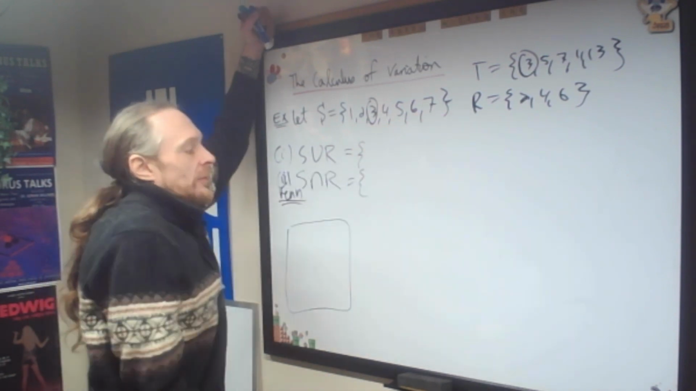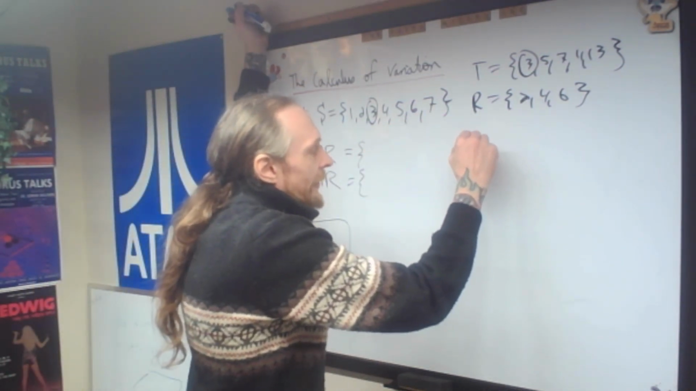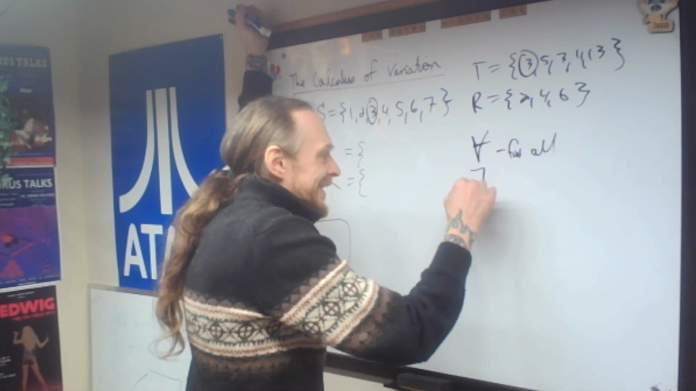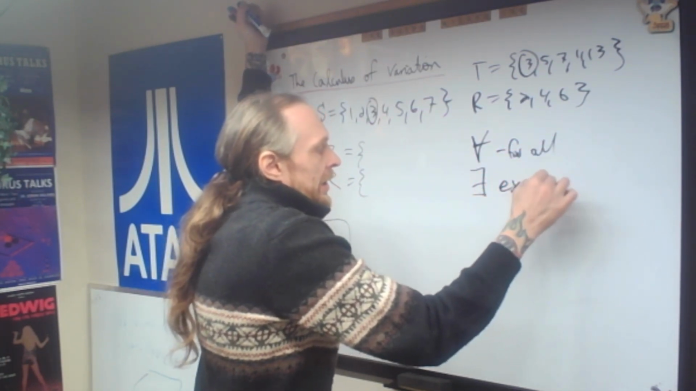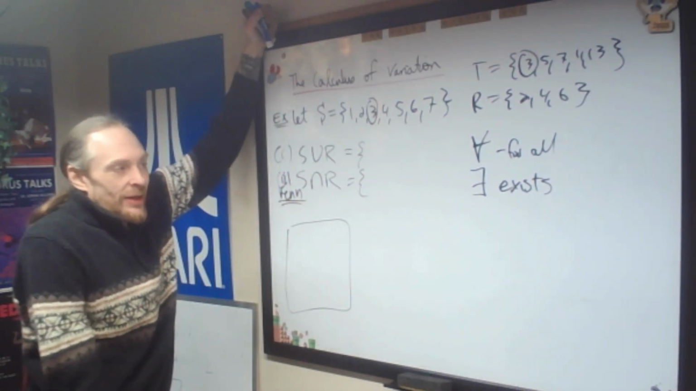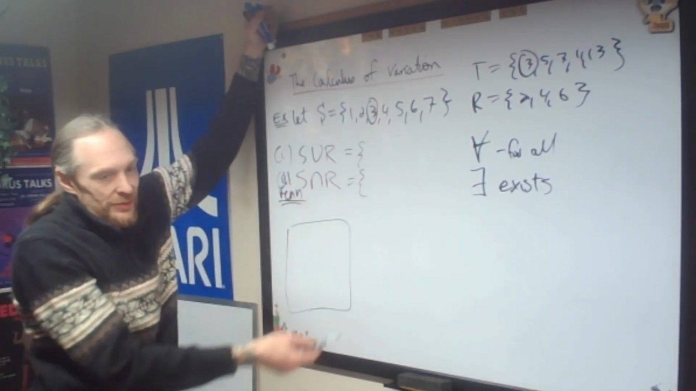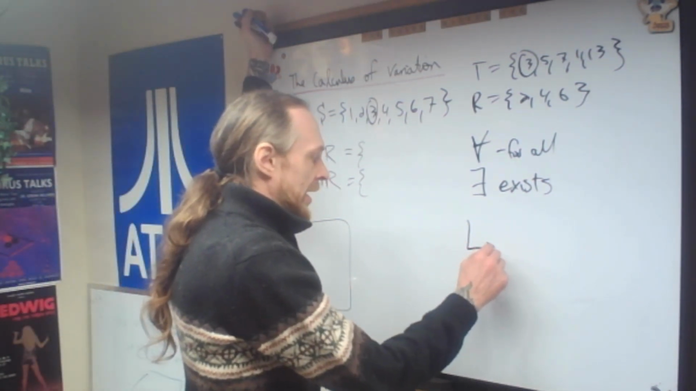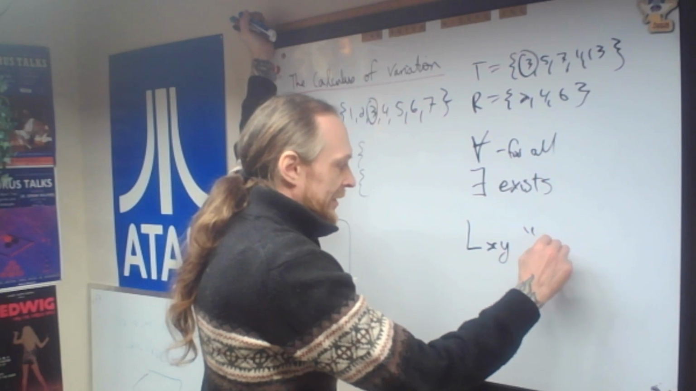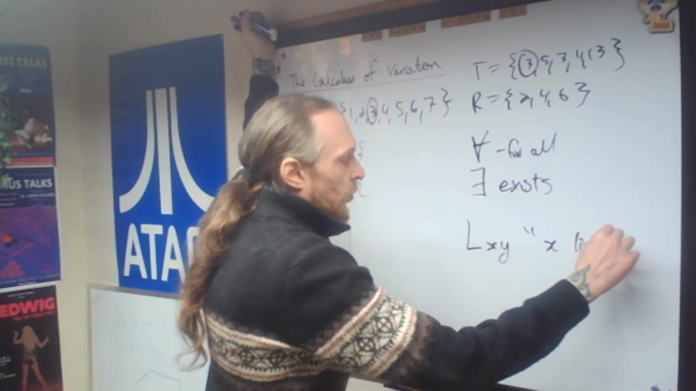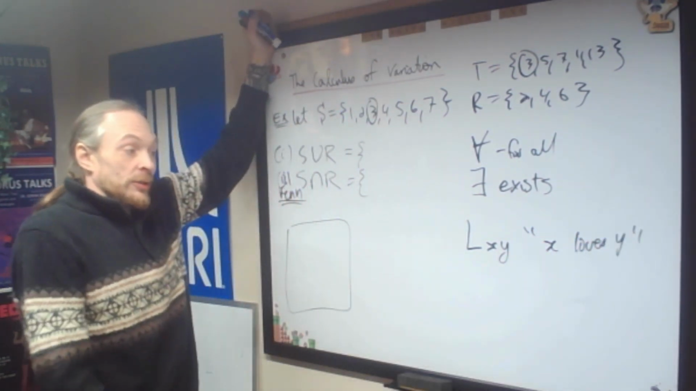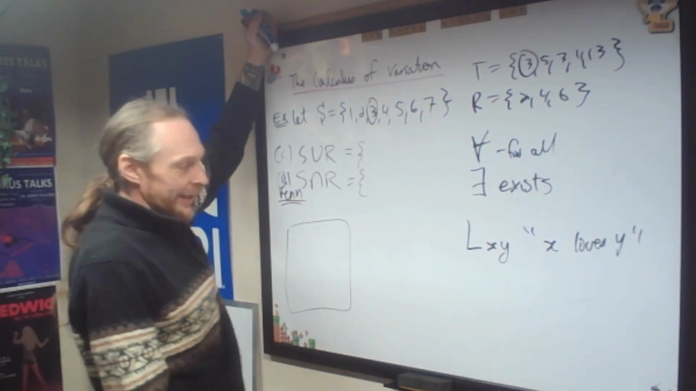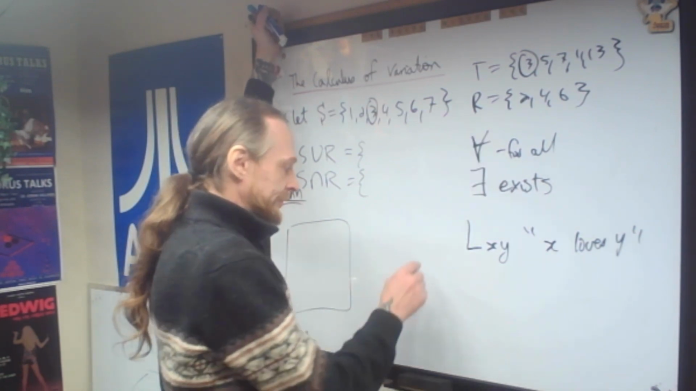A upside down is for all. Backwards E is there exists. If you want the two words or concepts for the day, this is called the universal and existential quantifier, respectively, in predicate logic. Do you want to see some predicates? L(x,y) is read as x loves y. This may not be a symmetric or commutative operation. But let's check out what this says using these guys.